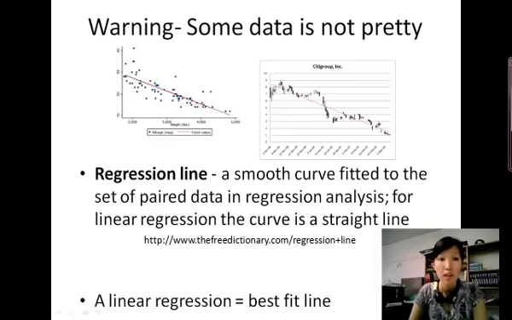So what we have is something called a regression line, and I looked that up and used that resource down there. A smooth curve fitted to the set of paired data in regression analysis. That's just a study of fitting a line to data. So it could be a curve, but we're not going to do a curve for this unit. For linear regression, the curve is a straight line.